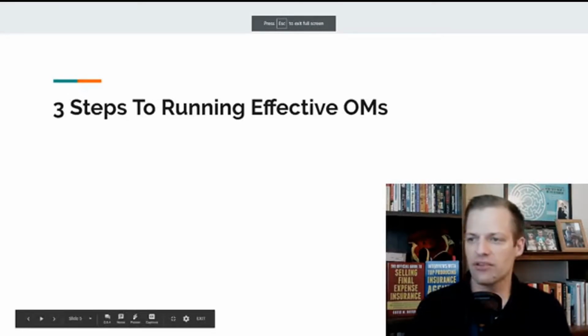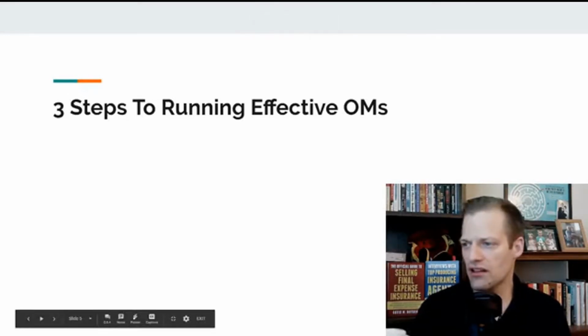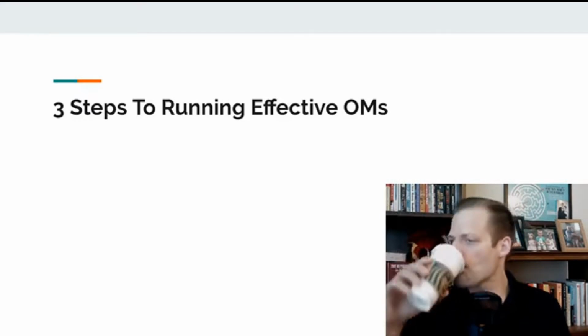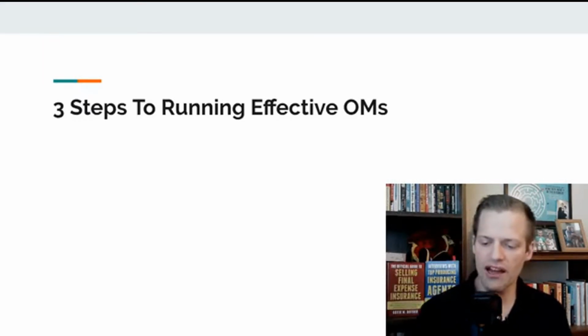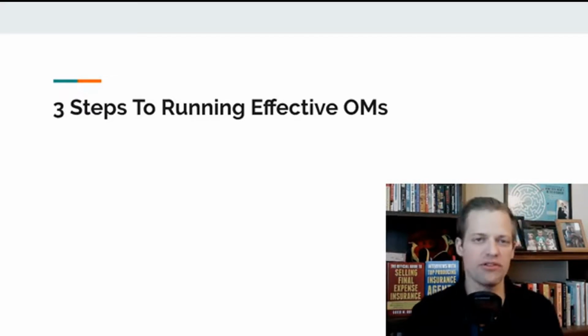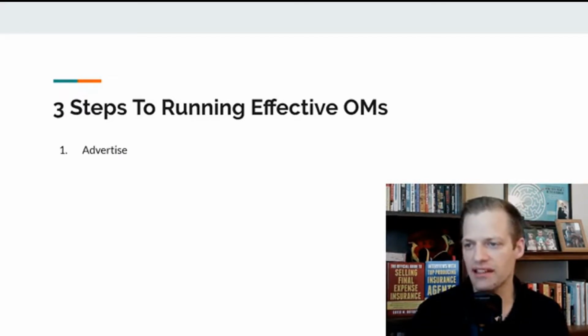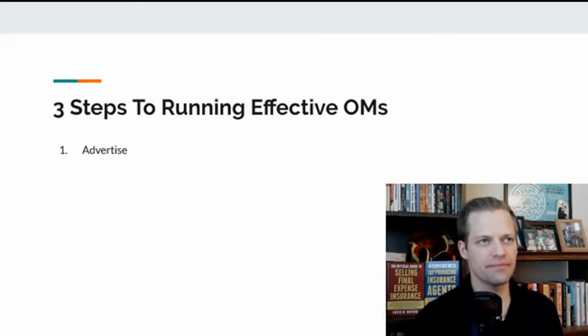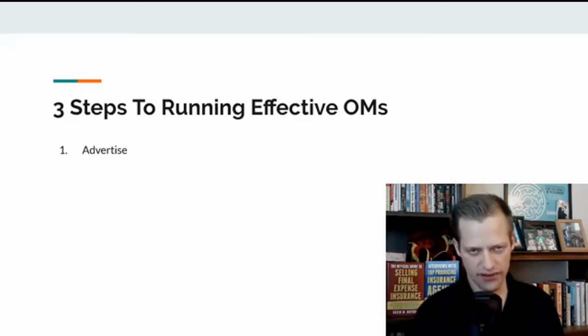So let's talk about the 3 steps to running effective recurring opportunity meetings. I'm going to give you my overview here on how to do it the most efficiently. The first one is to advertise. If you think about this, you have to get the word out about what you're doing, and what the opportunity is, the appealing highlights of it.